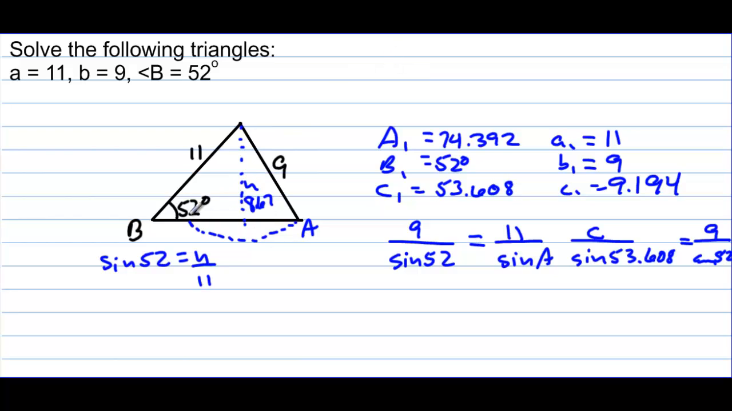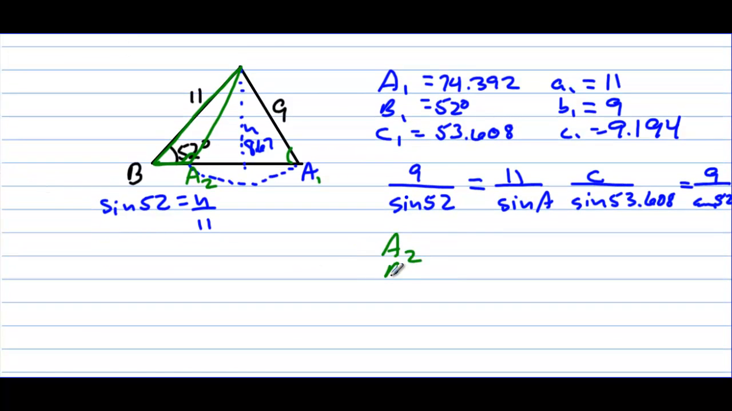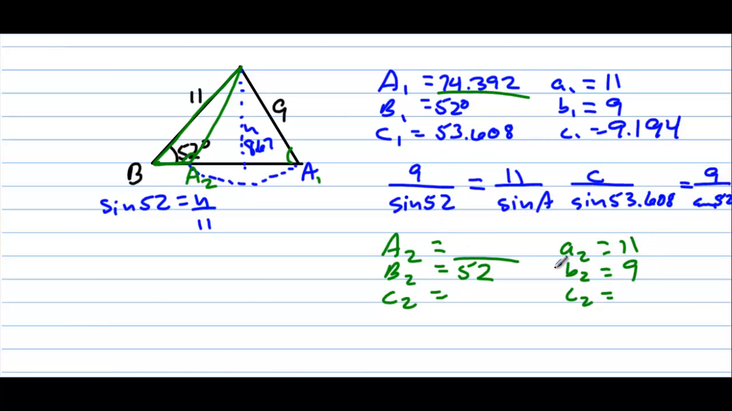Now, when we swing this one over, we get another triangle that has the same criteria, and it's this skinny little triangle right here. So A is acute for this triangle, and now A is going to be obtuse. So here's A1, here's A2. These two are supplementary. So when we have A2, B2, C2, B has to be 52 still. This still has to be 11. This still has to be 9.